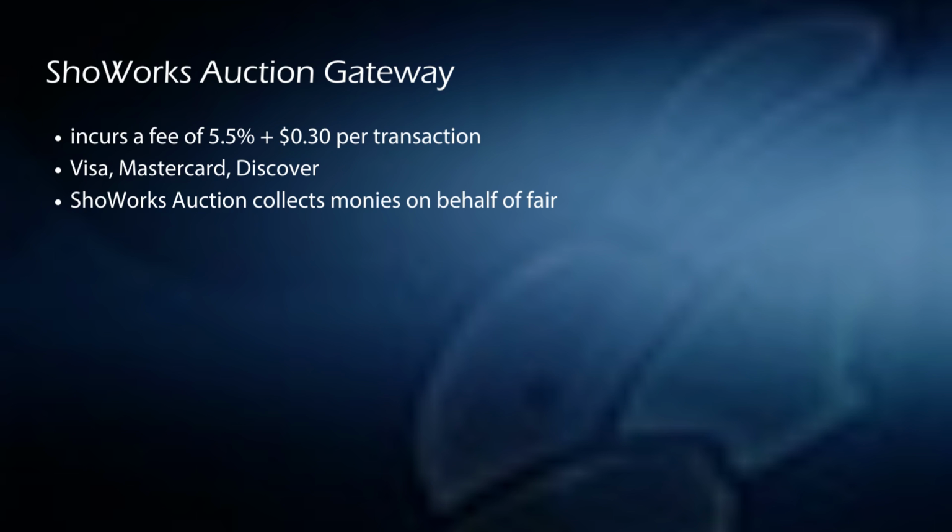There are two payment gateways available through our online auction sites. PayPal Pro is still available, and then we do have a new payment gateway called ShoWorks Auction. It does incur a fee of 5.5% plus 30 cents per transaction. It includes Visa, MasterCard, and Discover. And with ShoWorks Auction being the gateway, it does collect the monies on behalf of the fair.